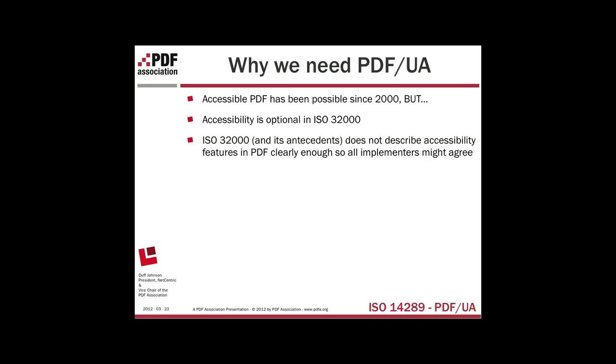But it doesn't describe them clearly enough so that all implementers might agree on precisely what it is that they're trying to do. And there's an enormous amount of confusion in the industry, particularly for the non-PDF developers, but also, quite frankly, in the PDF space. There's confusion over what it is precisely that you're attempting to implement and where you're attempting to get that information from in the PDF file. Consequently, the lack of a common understanding has impaired software development and has allowed the perception to continue that PDF is fundamentally inaccessible.